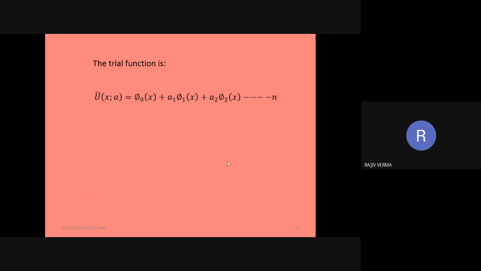So depending upon the accuracy which we desire in the finite element method, we can take a number of terms in the trial function. So this is the first step in the finite element method. In the next slides, we will substitute the boundary conditions in the trial function.